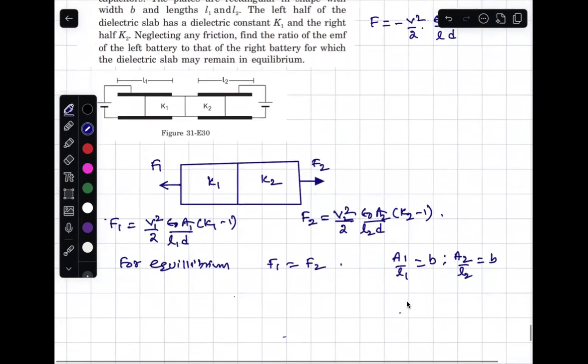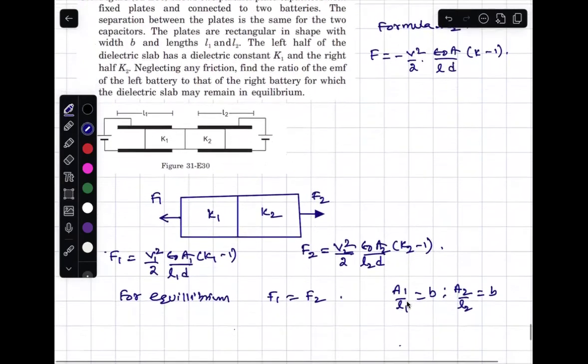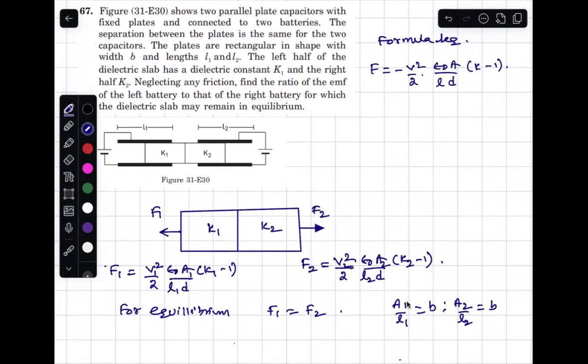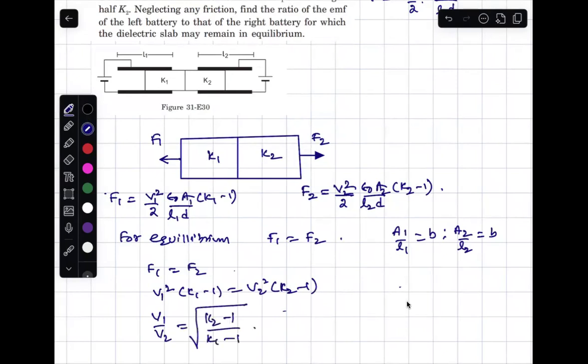Then what will happen now? D is the distance between the plates. At least that is right. Width B. Distance between the plates is not required. They will get cancelled now. When I make F1 equal to F2, what is going to happen? Tell me. Simply now, V1 square times K1 minus 1 is equal to V2 square times K2 minus 1. So V1 by V2 is under root K2 minus 1 by K1 minus 1. We will call this V1, this V2. Any doubts? Thank you.